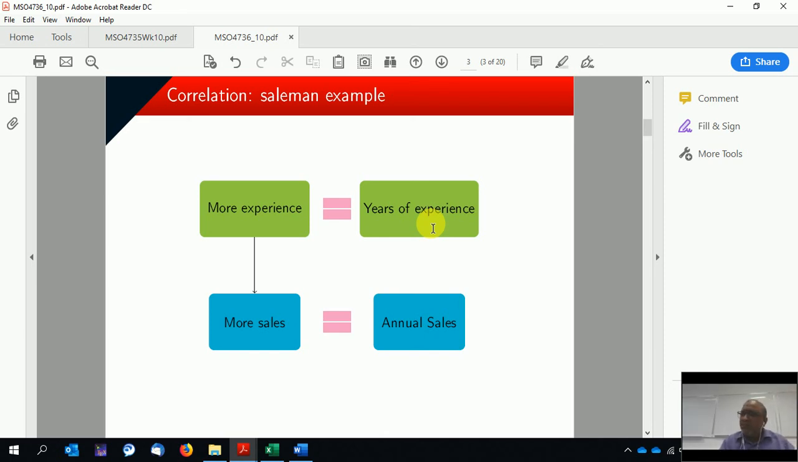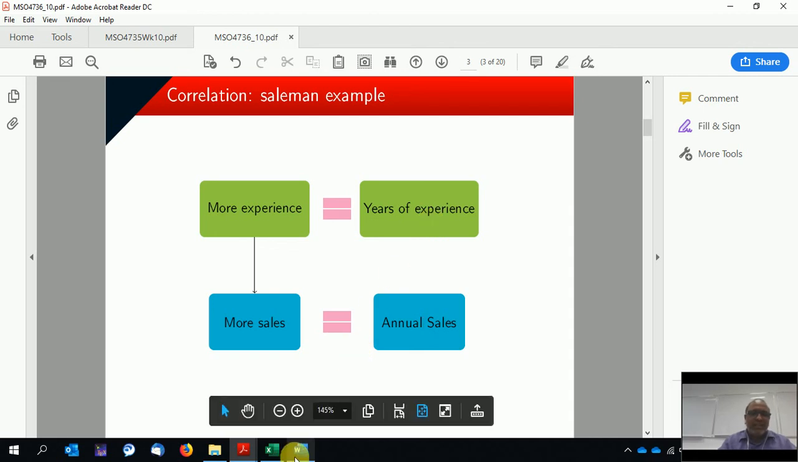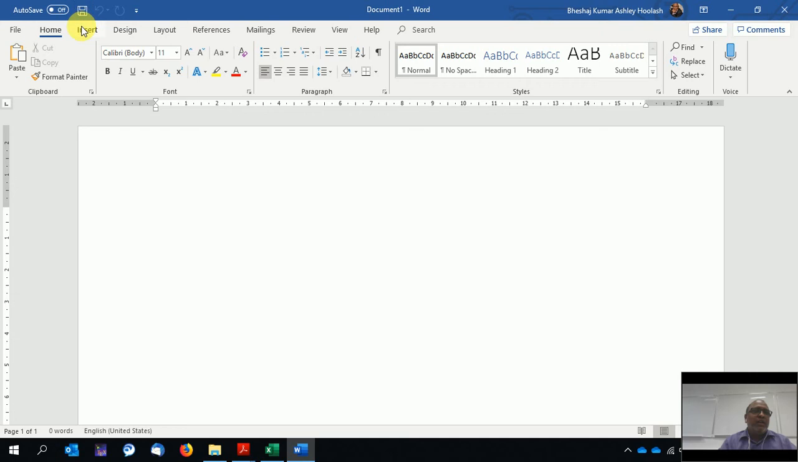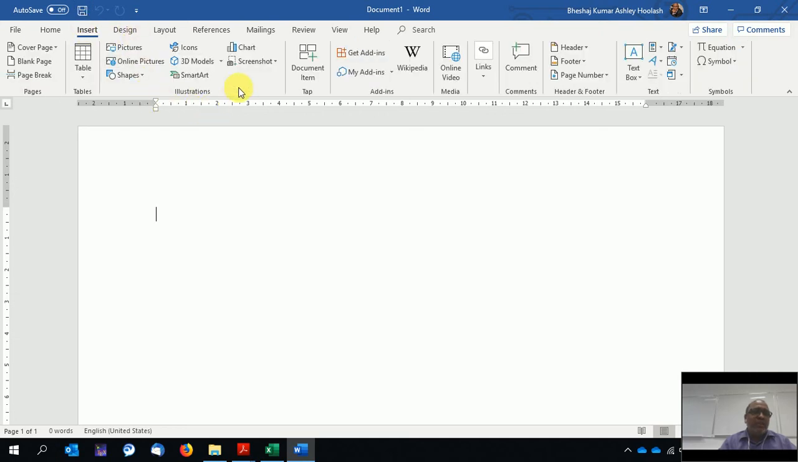I think that the more experience a salesperson has, the more annual sales the person is going to make. So that's another example of finding the relationship, finding the correlation between two variables. Now, if we have two variables, things are easy because they're going to go on the two axes that you are familiar with, which is the x-axis and the y-axis.